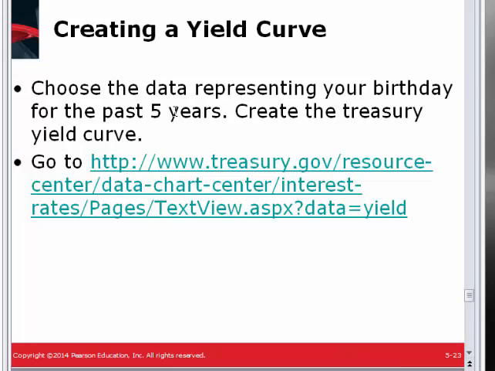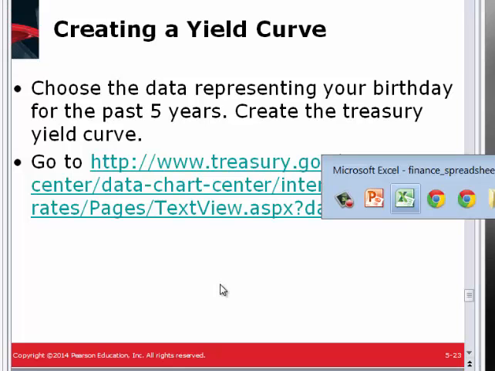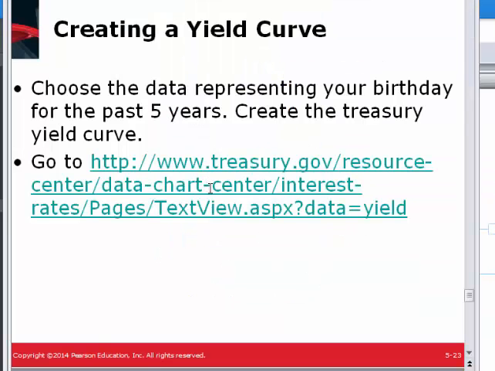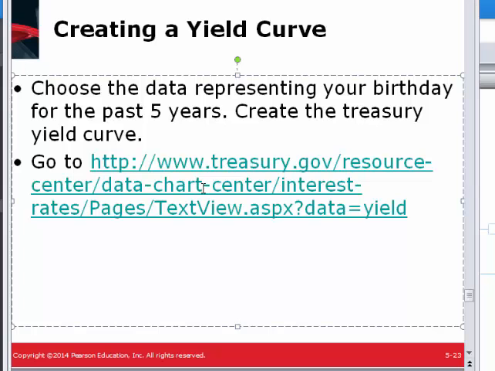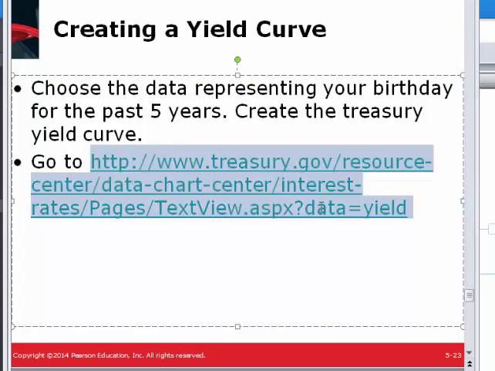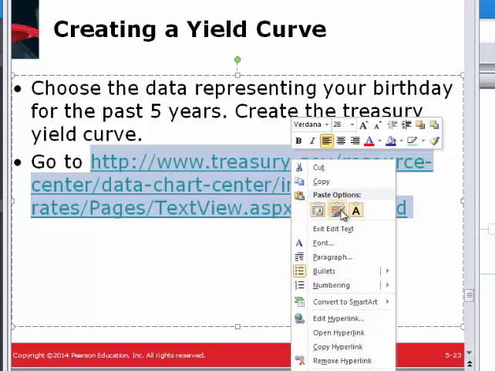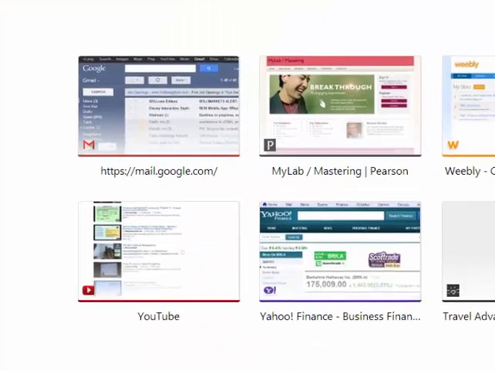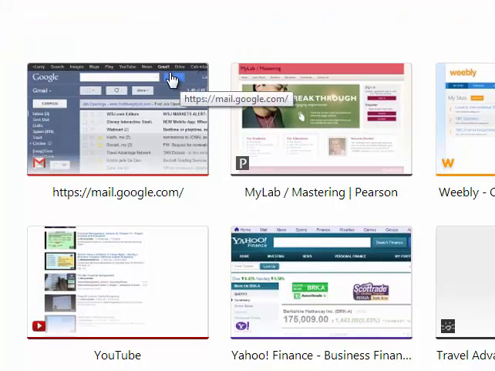I'm going to ask you ultimately to create a couple of yield curves, and we're going to use your birthday for the past 5 years. So again, we're just going to, oops, I'm sorry, I didn't want to do that. Let me go back to this. I need to go to this particular chart. Now we go up here, find this, plug it in, paste, go. Hopefully this will go pretty quickly.